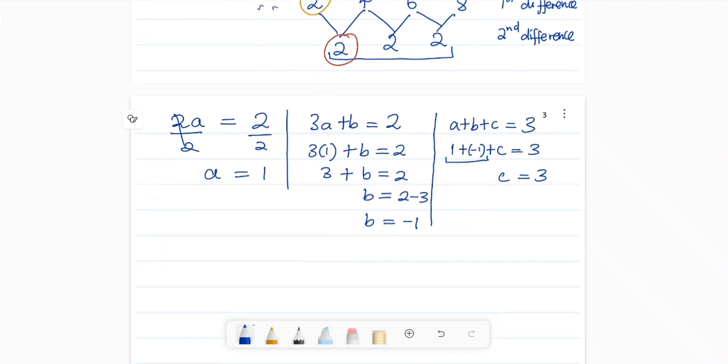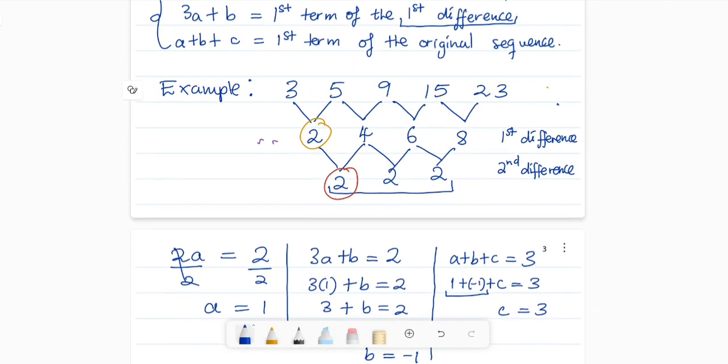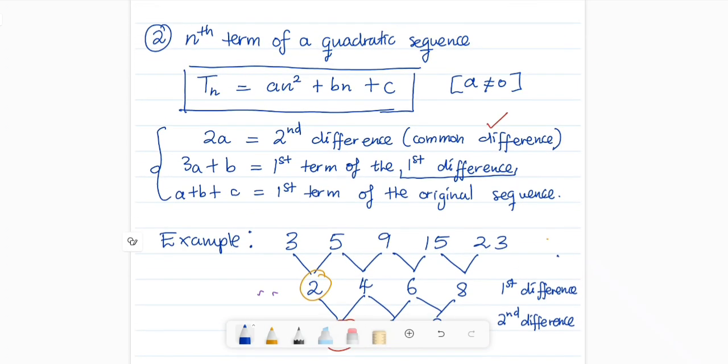Okay, so once we get the value of a, the value of b, and the value of c, we can now say the nth term Tn is equal to an squared plus bn plus c, which is equal to n squared minus 1n plus 3. And this is simply n squared minus n plus 3. This will be the nth term. That's how you find the nth term of a quadratic sequence.